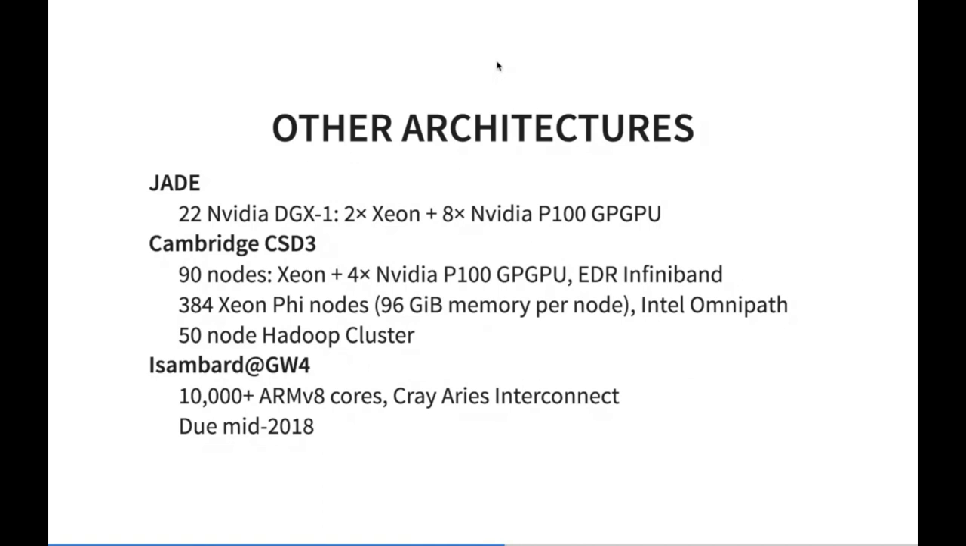And one of the most interesting systems is provided by GW4, which is down in the southwest of England, called Isambard. And it's being installed later this year, I think the latest estimates are May, June sort of timeframe. And it's going to be an ARM CPU-based system rather than Intel. So they've got these ARM V8 cores. It's a Cray system, similar to Archer, and due to be installed later this year. And that's really interesting. They've got some test technology now, which they've been doing some exploration. I'll talk a bit more about that in a minute.